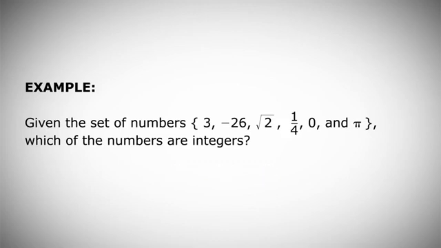Now, which of the numbers are positive? Okay, now we have a few more numbers. 3, square root of 2, 1 fourth, and pi. Notice that I didn't ask for positive integers, I asked for positive numbers. So we included the square root of 2, 1 fourth, and pi.